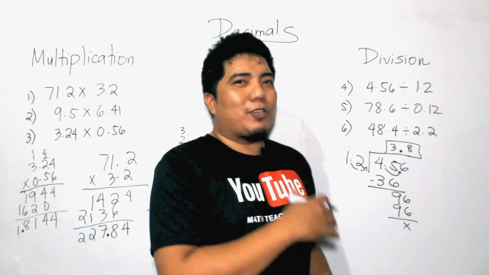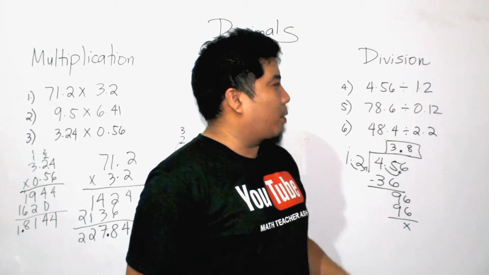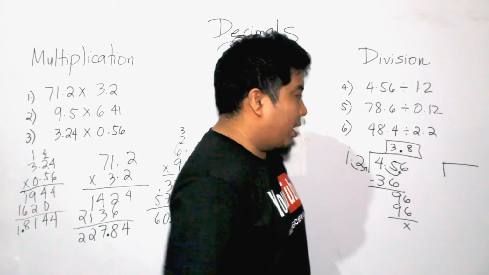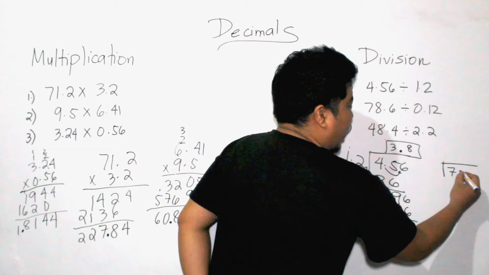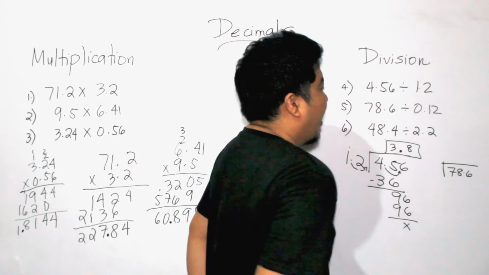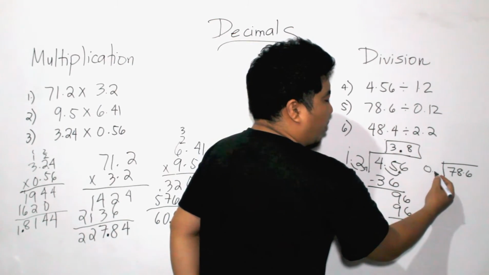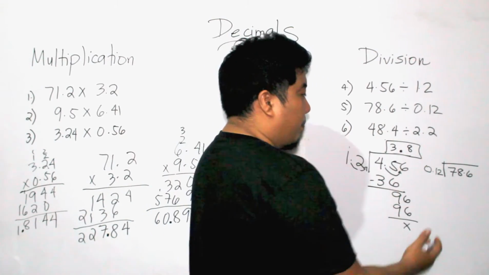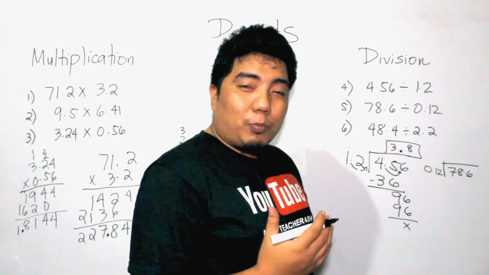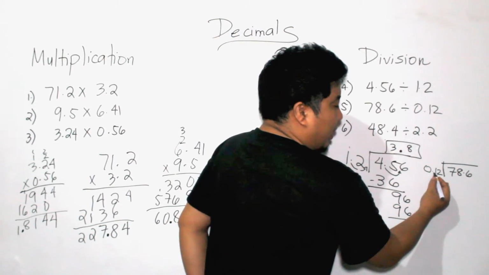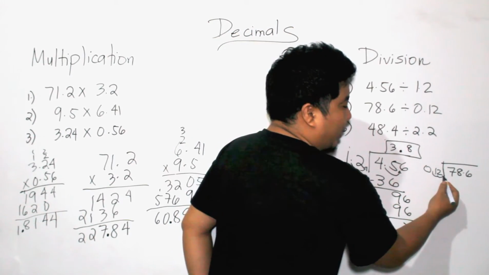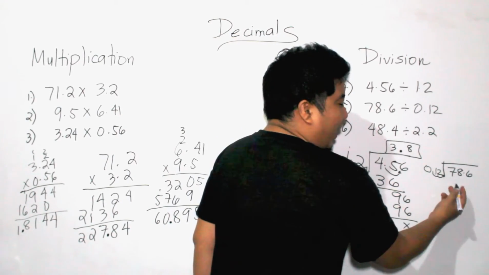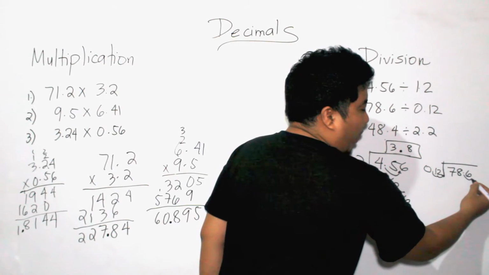Easy, right? Now, let's consider another example. We have 78.6 divided by 0.12. Okay. So, what we will do here is we write 78.6, okay? And then, this will be divided by 0.12. Now, remember that we will move our divisor in order for it to become a whole number. So, this is 0.12, so we will move this twice. Okay. So, we have 12. Since we move twice to the right, we will also move twice to the right.